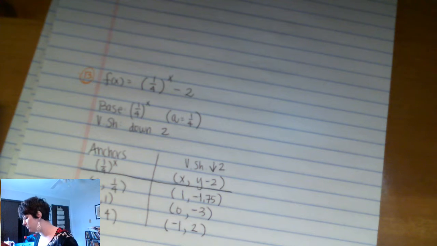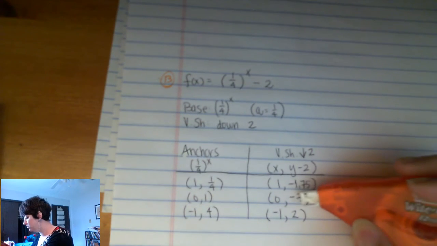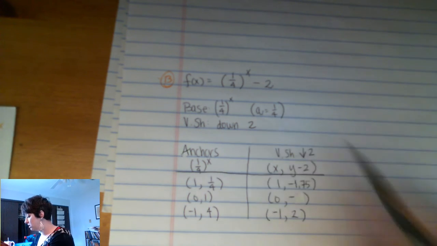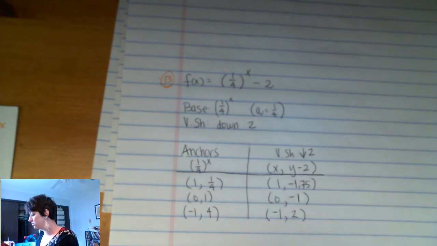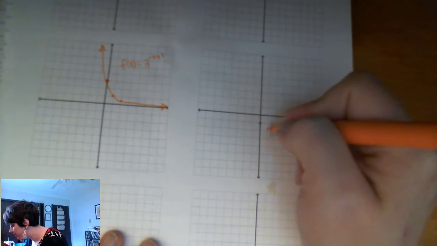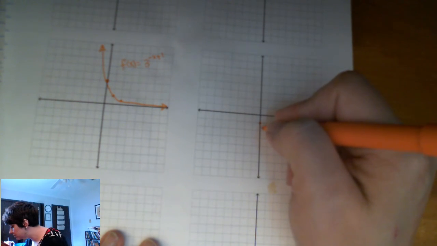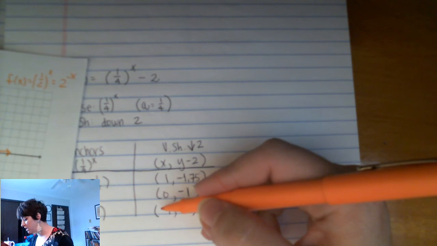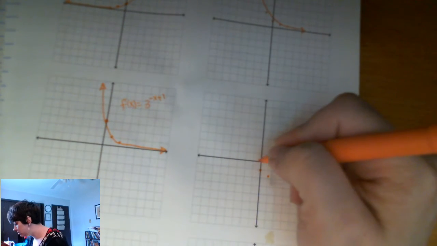All right, then I do 0, negative 3. No. Sorry. This should be negative 1. 1 minus 2 is negative 1. All right, negative 1. And the reason that I realized I had made a mistake is my function was going to go down here. It was going to go down to here. I knew that wasn't going to be right. And then negative 1, 2.